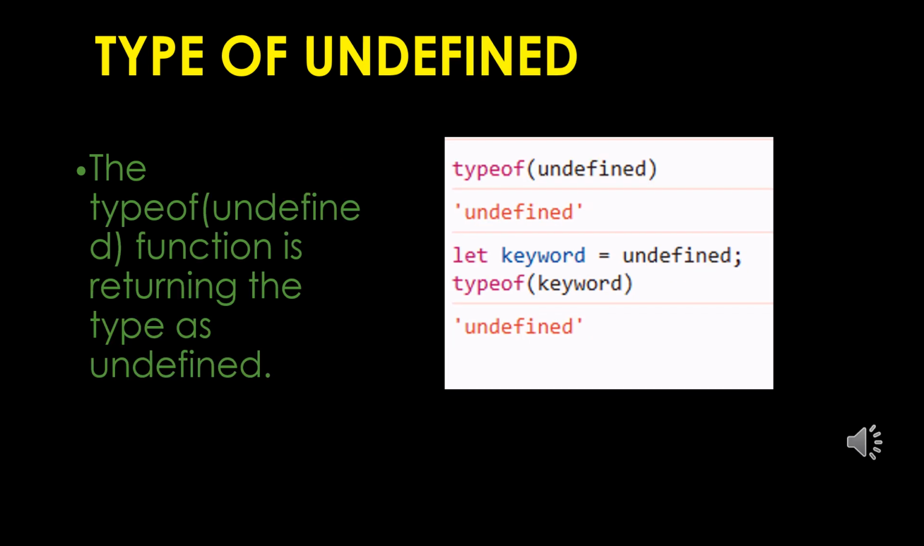Typeof undefined. So when you are going to check the type of undefined, you can see the result as undefined type. So it belongs only to the undefined type. And when we are storing some variable as undefined, and you check that particular variable, you can see the same result, undefined.